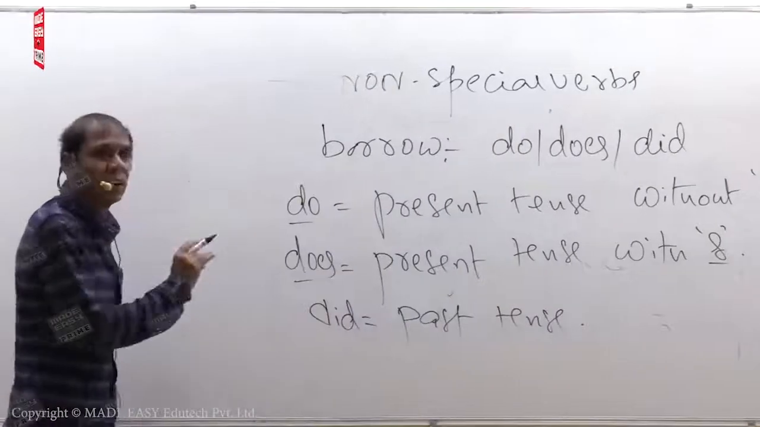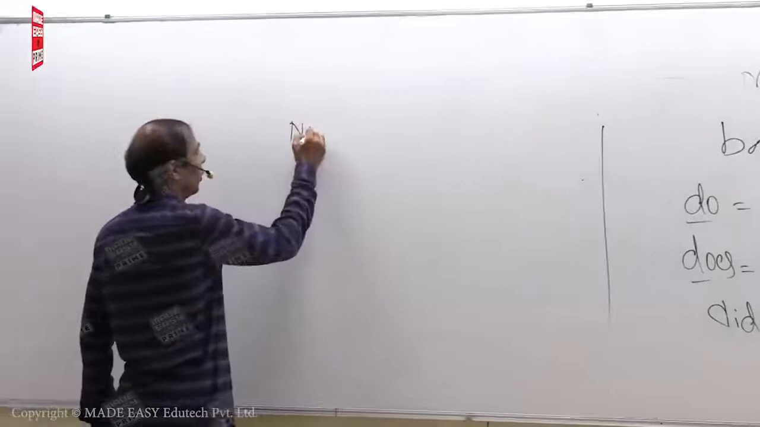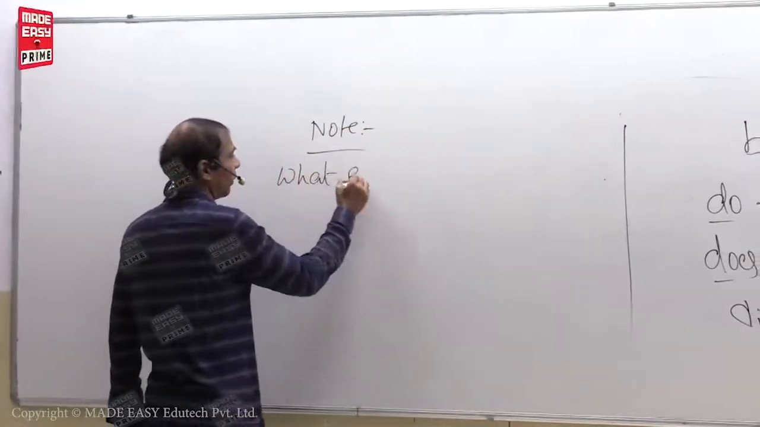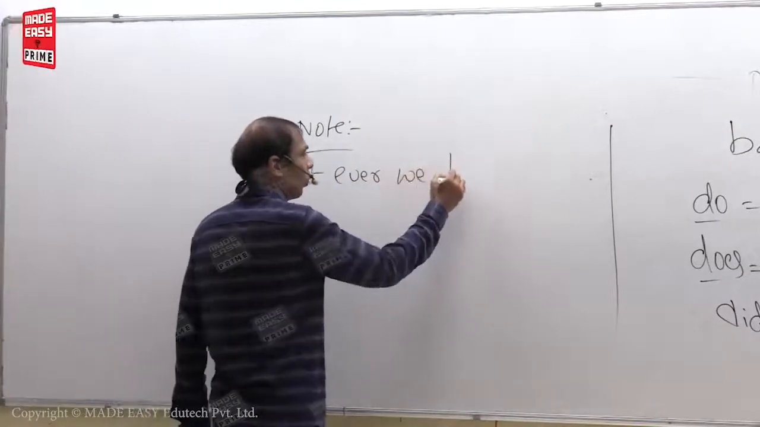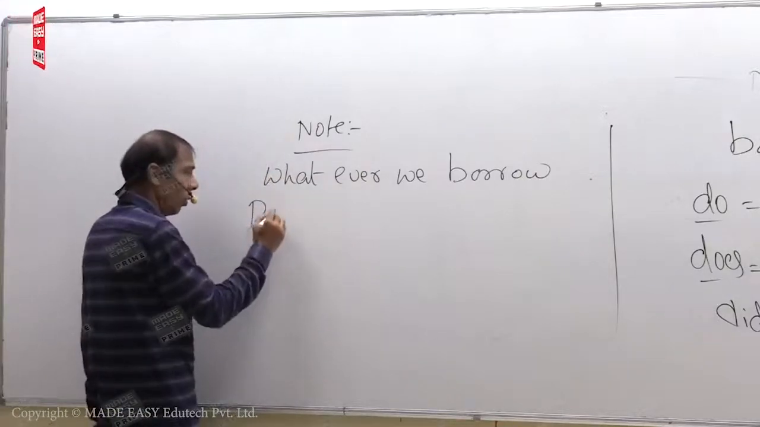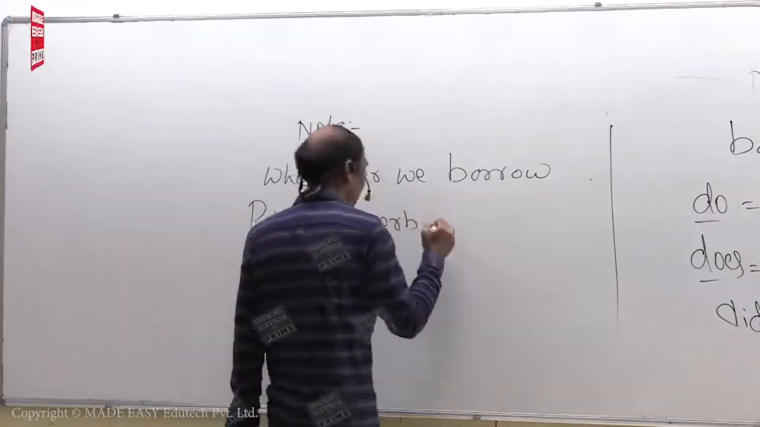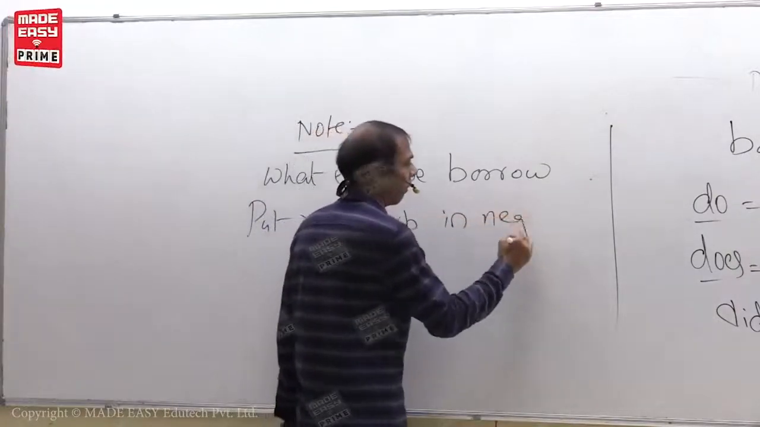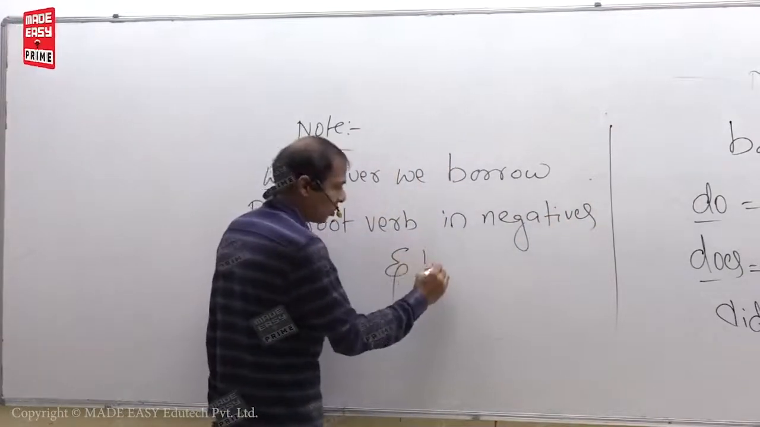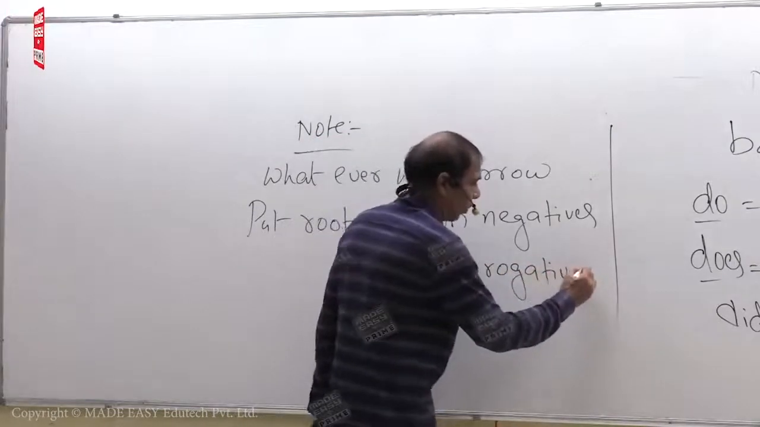Right? What is all this? I'll explain. Don't worry. Now let us take one note here. What is the note? See? Whatever we borrow, put root verb in negatives and interrogatives.